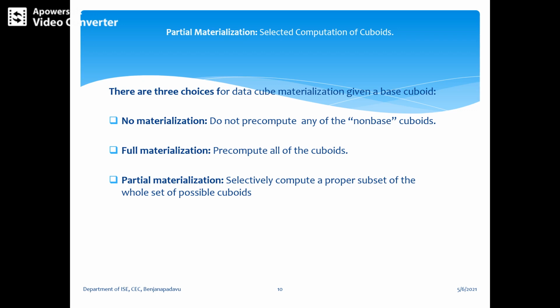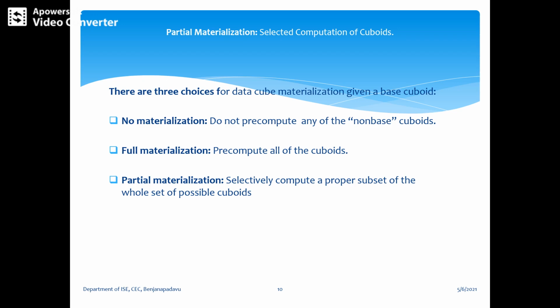So the second one, the full materialization, recompute all of the cuboids. The resulting lattice of computed cuboids is referred to as the full cube. Actually, this choice typically requires a huge amount of space, memory space, in order to store all the pre-computed cuboids.